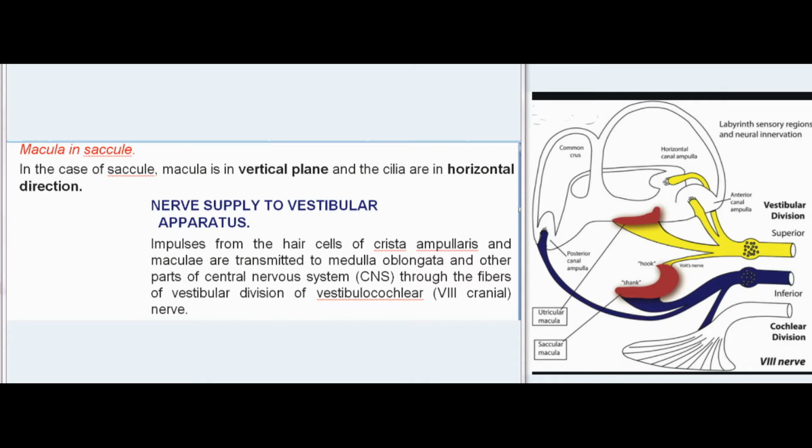Nerve supply to vestibular apparatus. Impulses from the hair cells of crista ampullaris and maculae are transmitted to medulla oblongata and other parts of central nervous system, CNS, through the fibers of vestibular division of vestibulocochlear, 8th cranial, nerve.